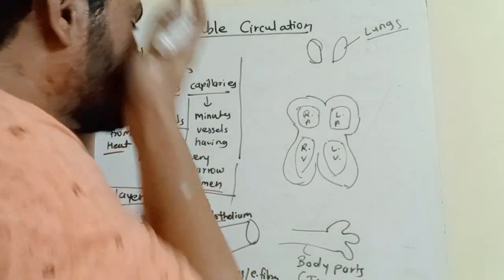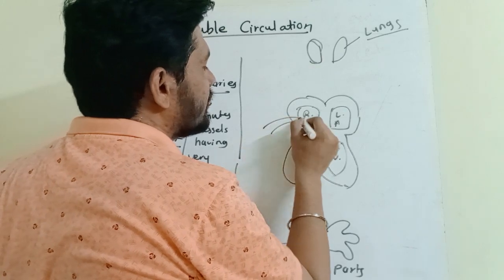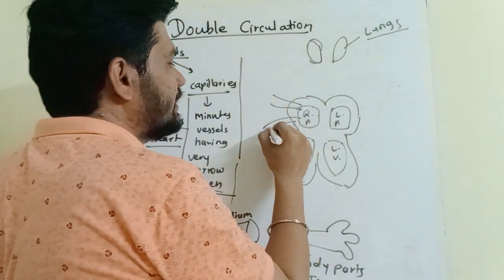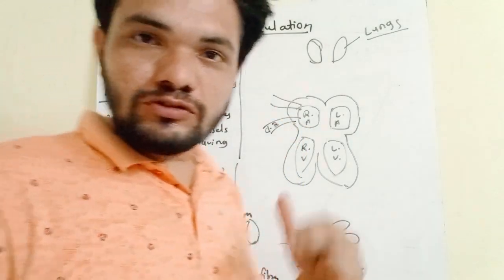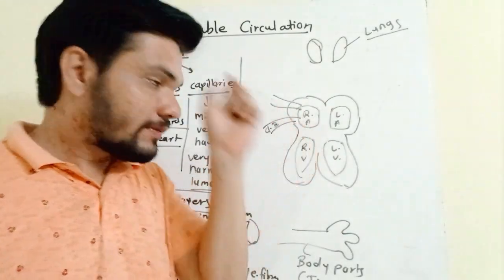Okay. So we all know that the right atrium collects the deoxygenated blood from the vena cava, the superior and inferior vena cava, and it goes into the right atrium, right?